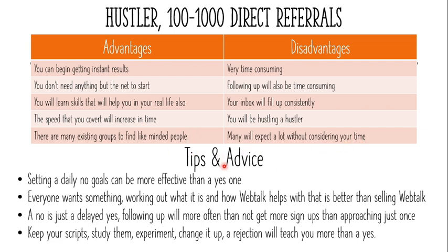So the tips and advice I've got for this one is setting a daily no goal can be more effective than a yes one. Now, what I mean by this is instead of saying I want to get 2 signups or 3 signups today, I tend to fail if I do that. So if I was to say I want to get 10 people to say no to me today, I normally succeed in that goal. Even though it is a failed goal, I normally succeed in it.